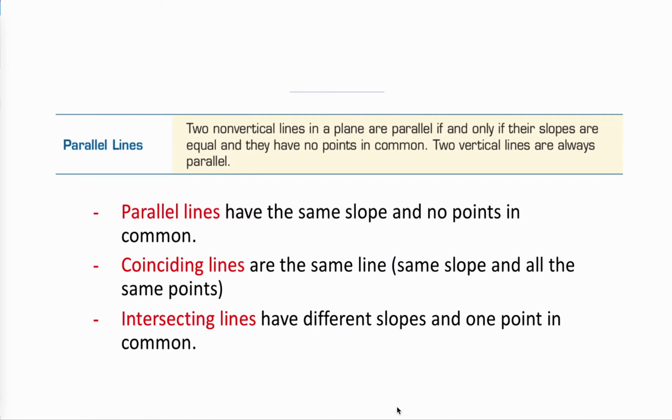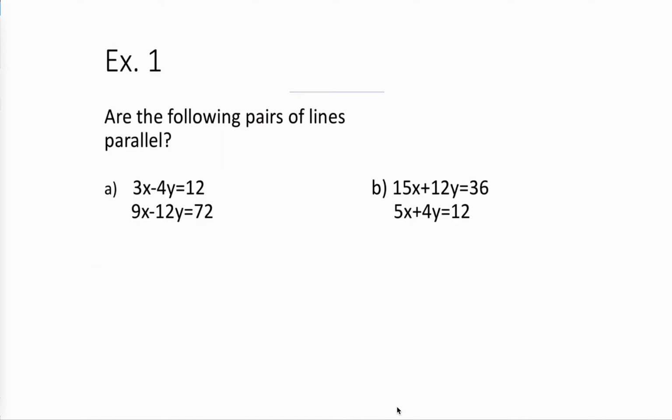Coinciding lines are the same line. They have the same slope and all the same points. And intersecting lines have different slopes and 1 point in common. So, are the following pairs of lines parallel?